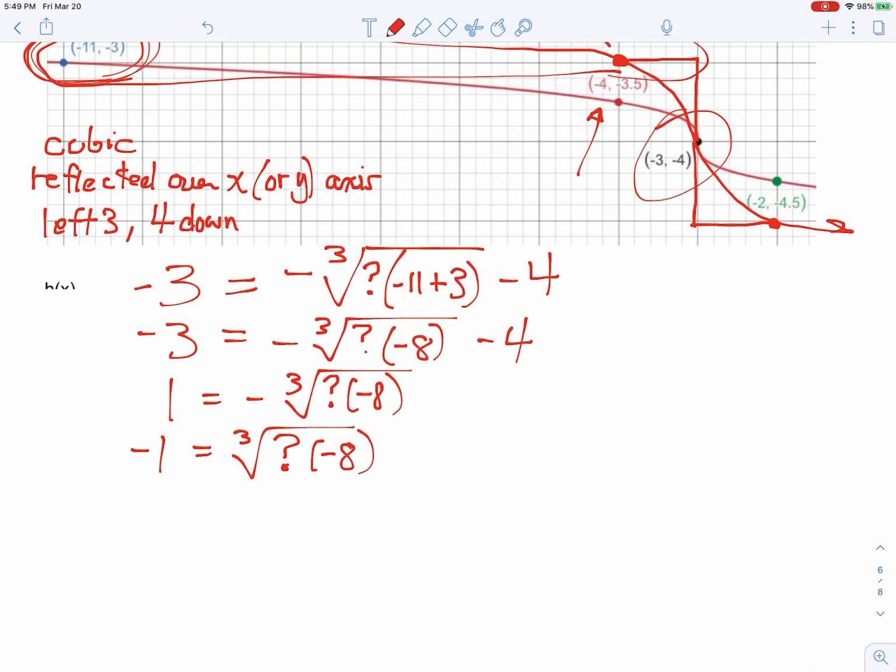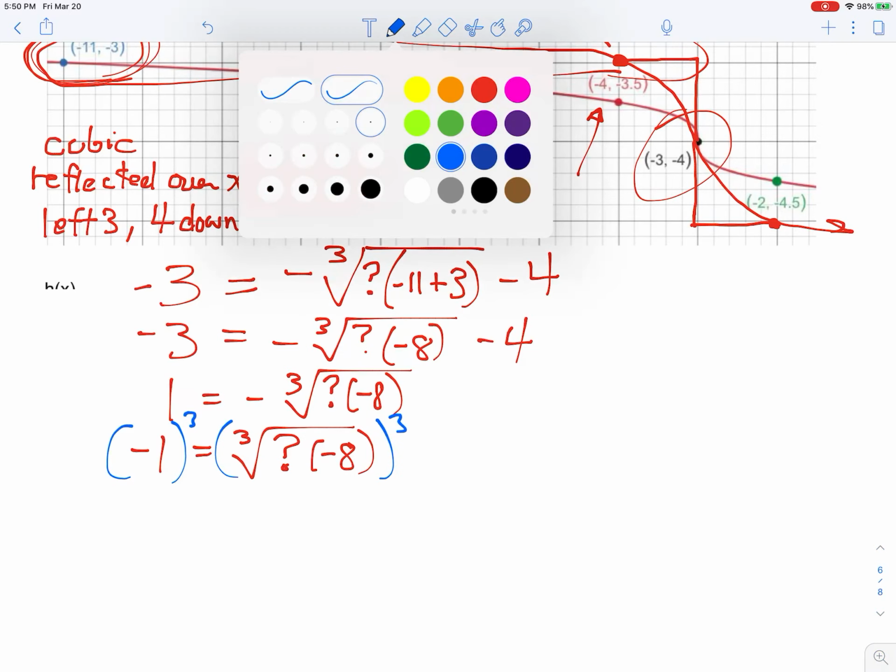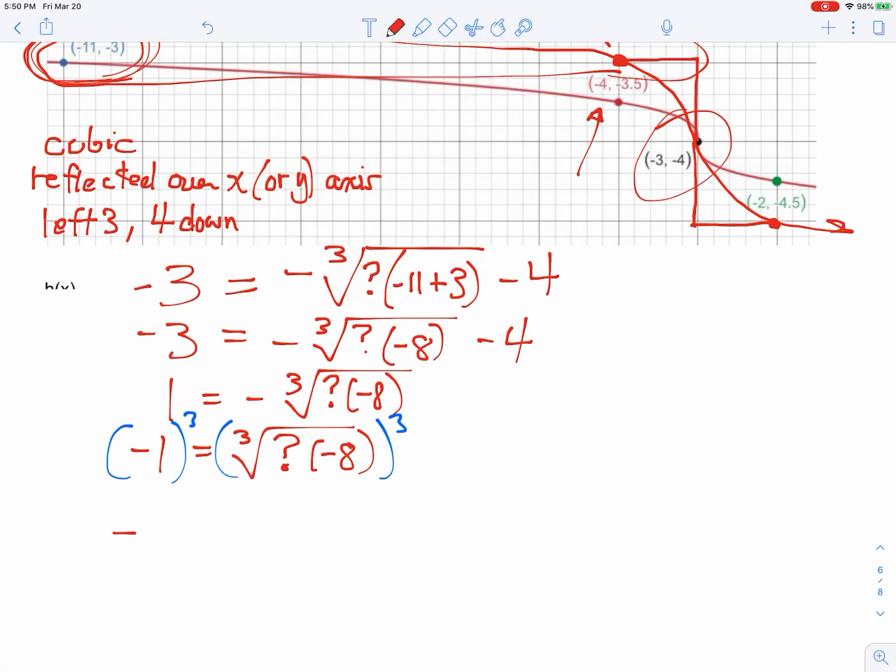Now I'm going to cube both sides to crack open that cube root. When I cube, I'm going to cube this, and I'm going to cube that, which means -1 cubed stays at -1. And now I have a question mark times -8 all by itself. Property of division, that question mark should be equal to -1 over -8, or 1/8.